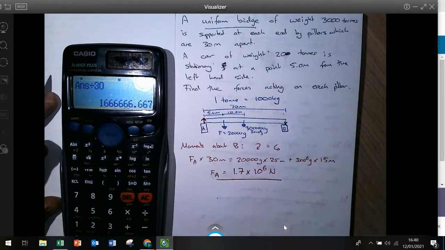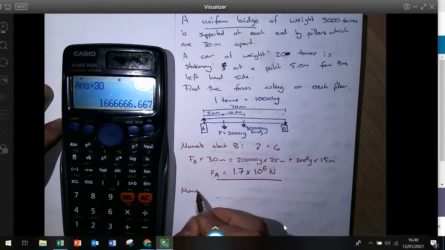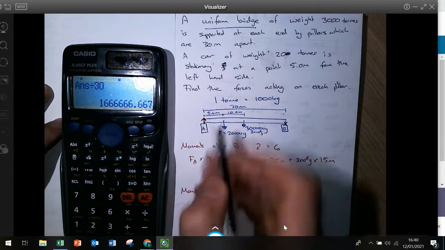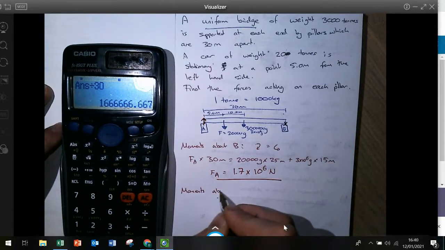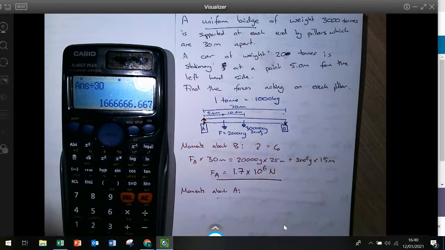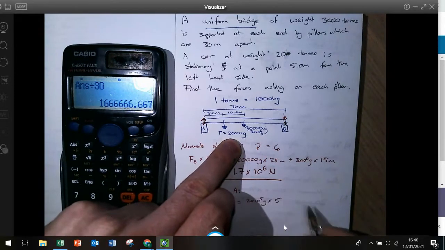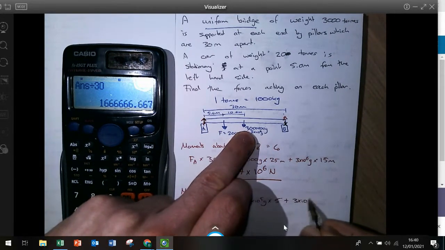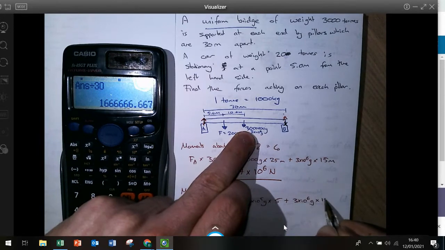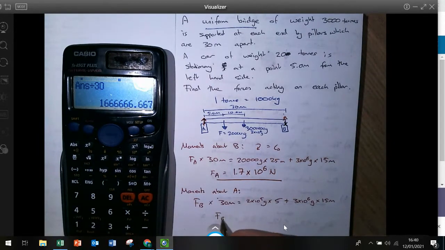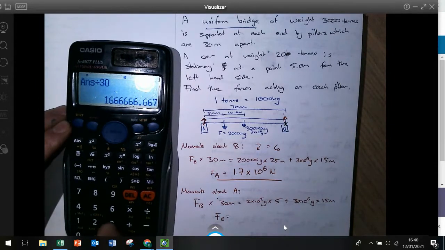Now to find the force B, we can do exactly the same process, but we can take our pivot point to be A, and that means we can neglect A. So we can say that the force upwards from B times 30 meters is going to equal this 2 times 10 to the 5 G times 5 meters plus 3 times 10 to the 6 G times 15 meters. Let's solve that, find out what force B is.